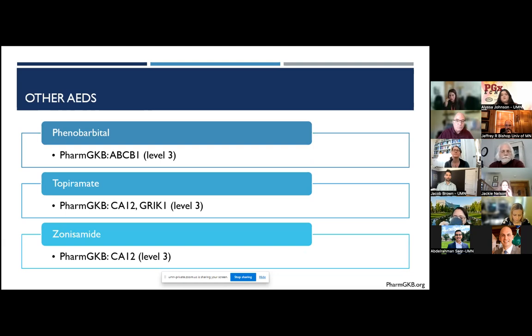For phenobarbital, certain ABCB1 genotypes may result in either a decreased or increased likelihood of resistance to phenobarbital. We know that there are other genetic and clinical factors that impact response, but for right now, what we do know is related to ABCB1 in terms of pharmacogenomics. And then for CA12 with topiramate and zonisamide, this is important because serum bicarbonate levels can be impacted by certain genotypes, and this may impact the risk of metabolic acidosis sometimes seen with these drugs. And then lastly, again for topiramate, one clinical annotation states that in patients with alcohol-related disorders prescribed topiramate, serum concentrations were impacted by specific GRIK1 variants.